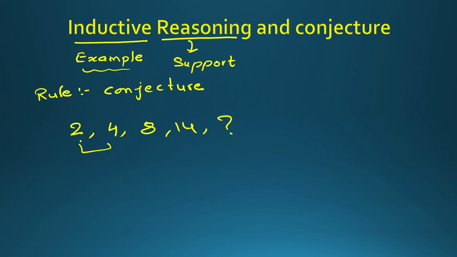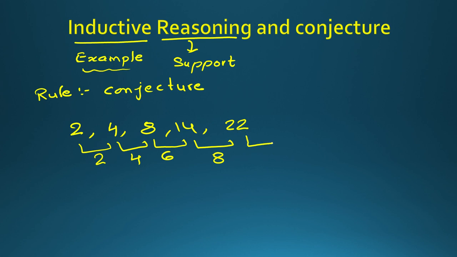If you see here, the difference between the first two numbers is 2, then the difference is 4, then 6, then the difference should be 8. So the examples we are taking, that is called inductive reasoning. But the pattern we have obtained here, that the difference is increasing by 2, is called conjecture. So 14 plus 8 will be 22. It will be the next number.